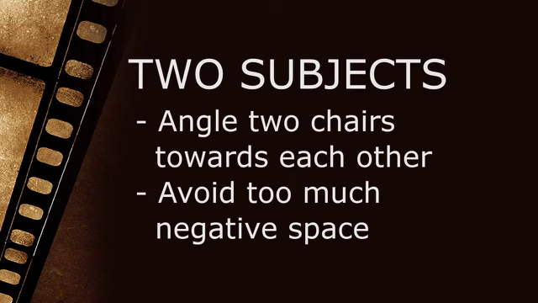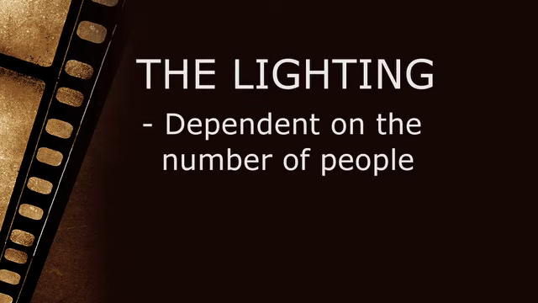If the interviewer and a person being interviewed need to be on camera, a little different setup. Position 2 chairs at angles to one another. This allows the people to have eye contact but still be open to the camera. The chairs should be 1 to 2 feet apart, so there's not much negative space between them.